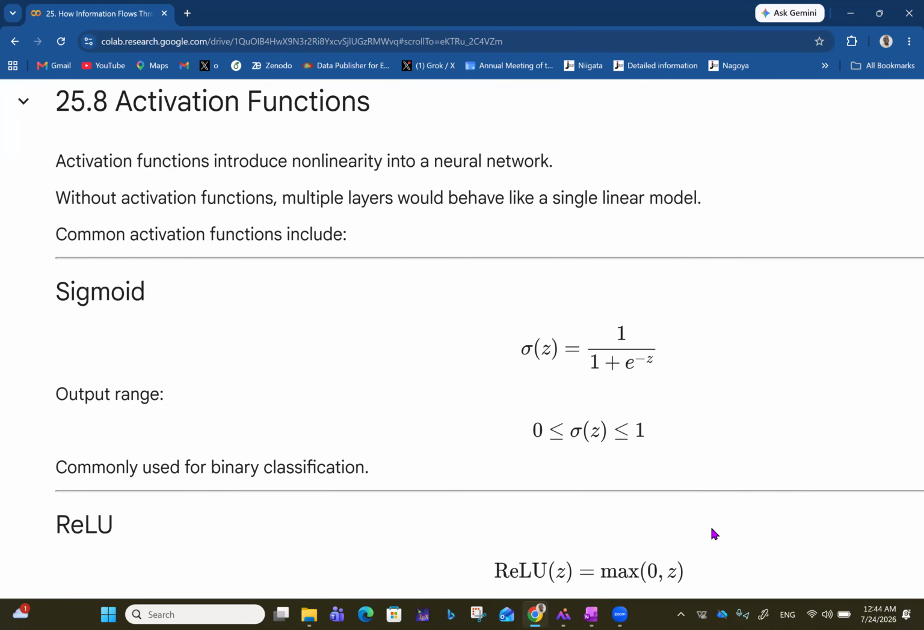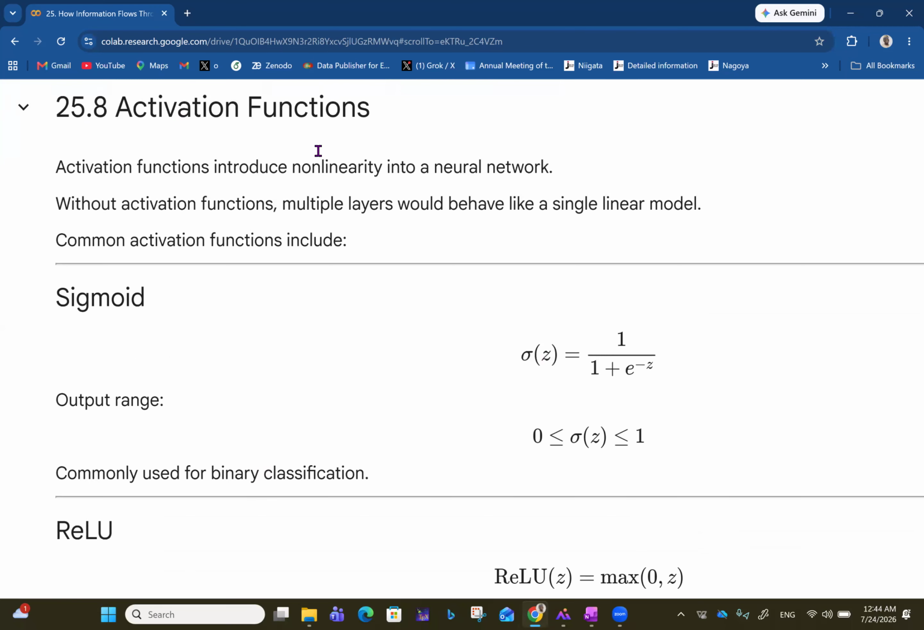Now, talking about activation functions, activation functions introduce non-linearity into a neural network. So without activation functions, multiple layers would behave like a single linear model. All right. So common activation functions include sigmoid, where you have sigma of z equals 1 over 1 plus e raised to minus z. And then you have the output range.